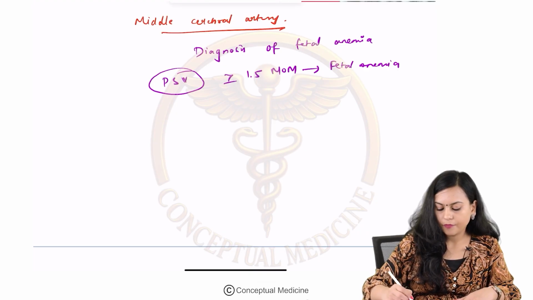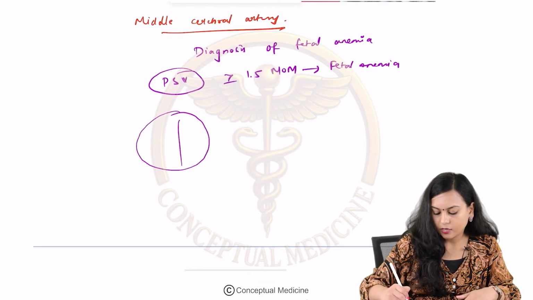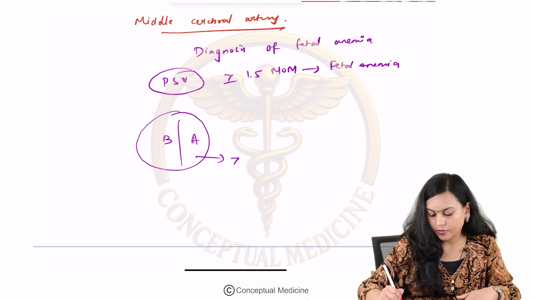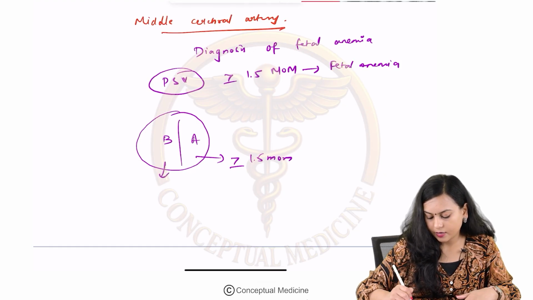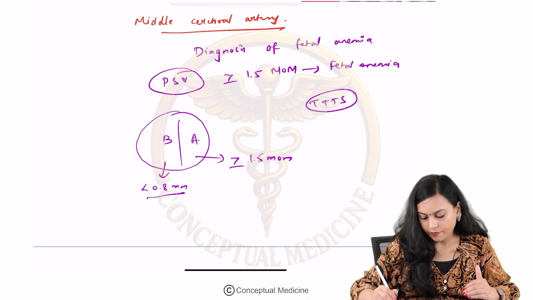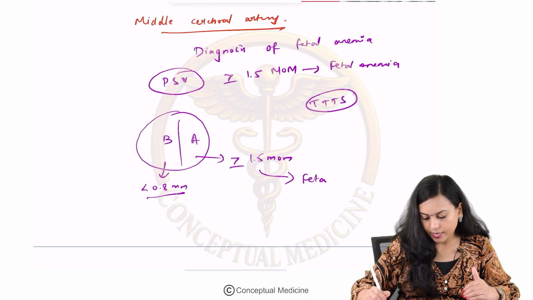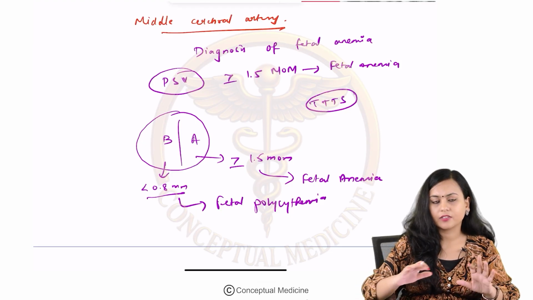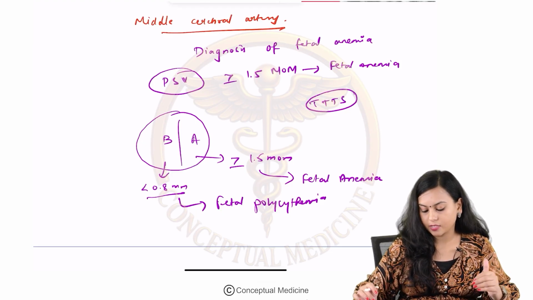Suppose I have a twin gestation, say twin A and twin B. Twin A has peak systolic velocity more than 1.5 MoM. And this twin is having peak systolic velocity less than 0.8 MoM. That means, yes, there is twin to twin transfusion syndrome, where this fetus is a case of fetal anemia, okay, and this fetus is a case of fetal polycythemia. Okay, just know the cutoffs, and it is used to diagnose fetal anemia and polycythemia, that's it, okay.